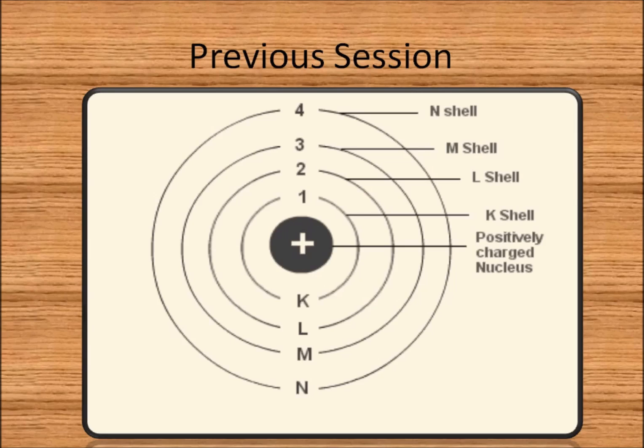Orbit closest to the nucleus, which is K shell, has the minimum amount of energy, and the electron present in it is called K electron. Respectively, L electrons, M electrons, N electrons, where N, the outermost shell, will be having the maximum amount of energy of an electron.